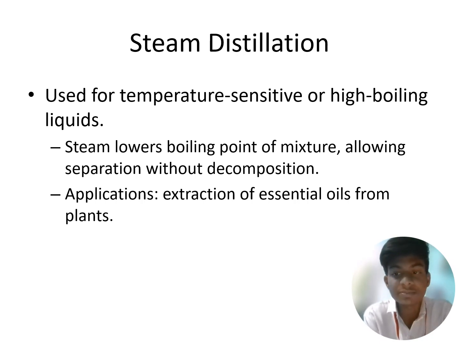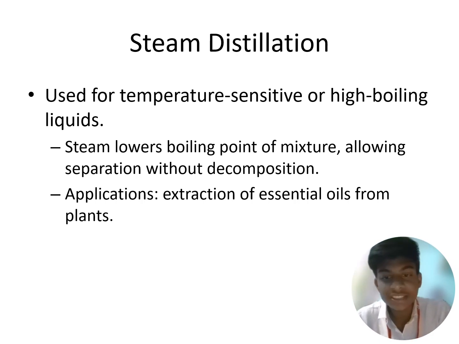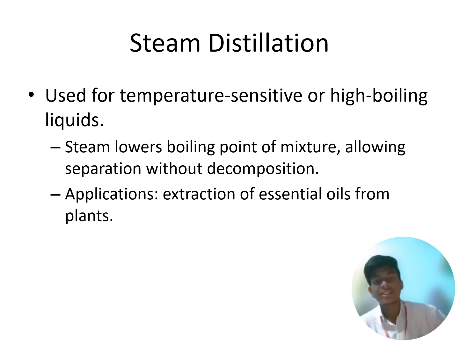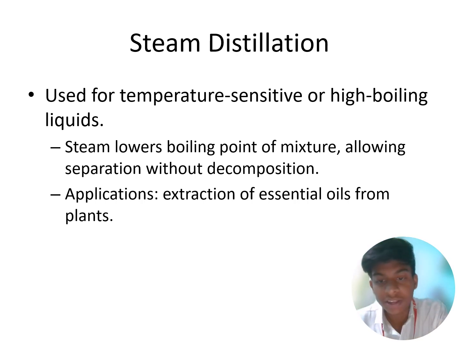Steam distillation. Steam distillation is suitable for liquids that are heat sensitive or have very high boiling points. When steam is introduced into the mixture, it lowers the boiling point, allowing the components to vaporize without decomposition. This method is widely used to extract essential oils from plants such as eucalyptus or lemongrass oil.